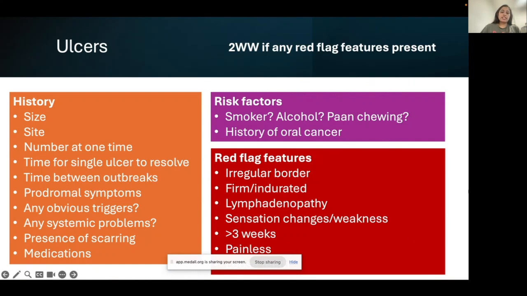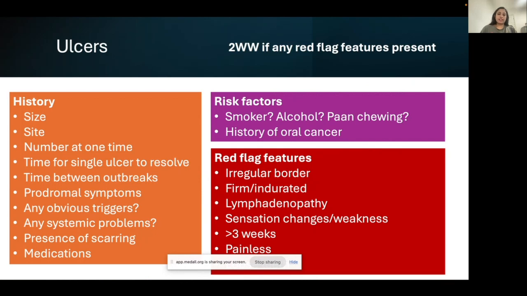So does it have an irregular border? And we'll look at some pictures where it's really obvious that there's an irregular border. Is it firm and indurated? So is it really stiff when you press on it? Is there any cervical lymphadenopathy? Have they had any changes in sensation or weakness? And all ulcers that have been present for more than 3 weeks without any changes, they're not getting smaller, they're not getting better, should be referred.